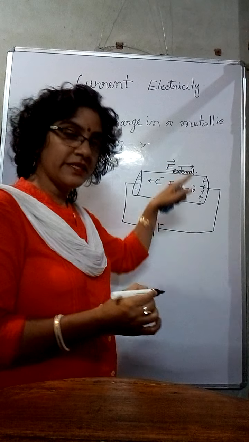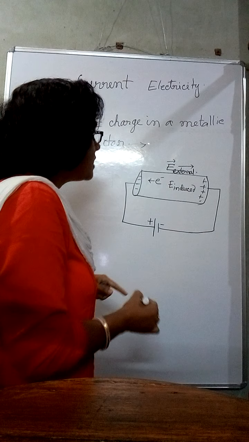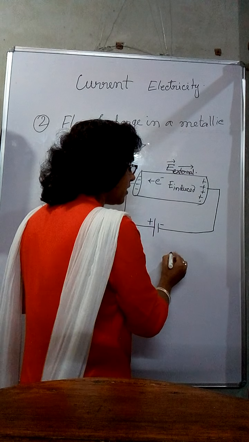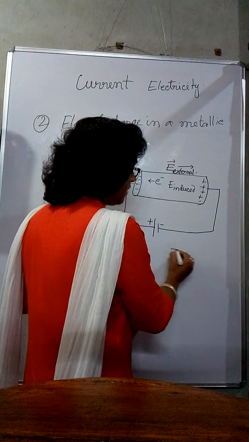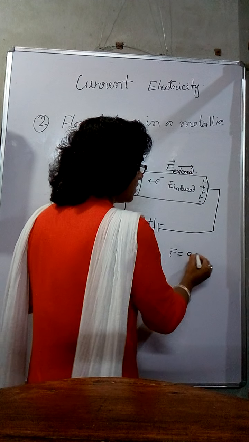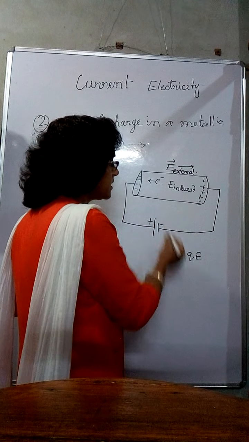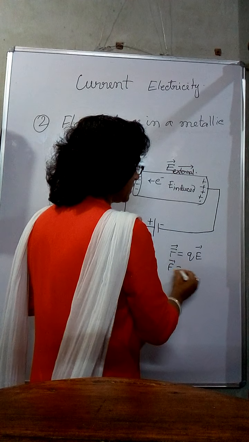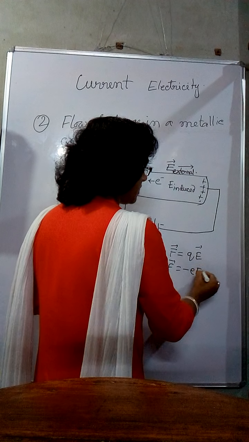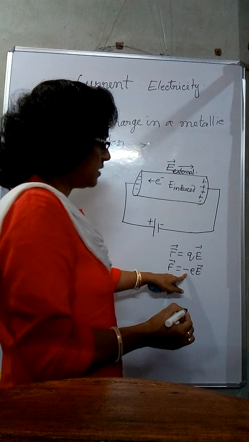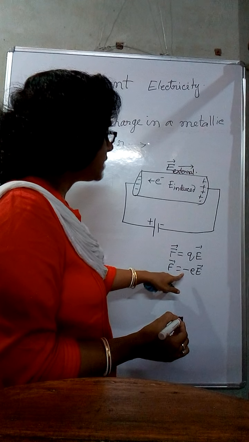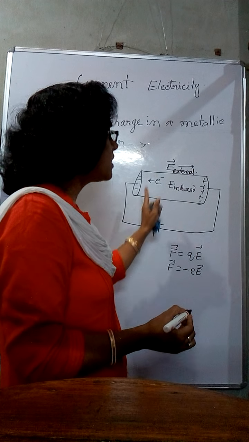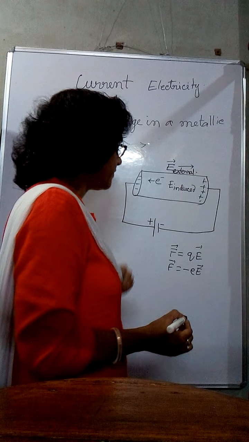Now, due to the external electric field, what will be the force on the charge carriers? Here the charge carrier is the electron, and we know the formula for force, F is equal to qE. But here the charge carrier is the electron, so the force on the electrons will be minus eE, where the negative sign is given just to show that the electrons are moving opposite to the external electric field.